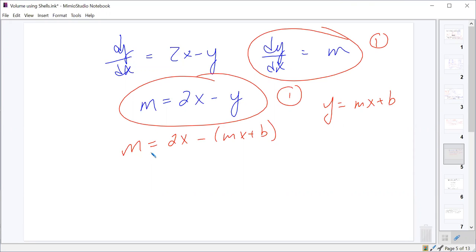Let's try this. So let's get everything on one side. So we're going to have 2x minus mx minus b minus m equals 0.